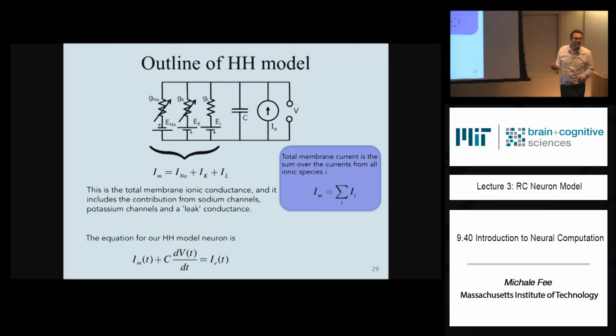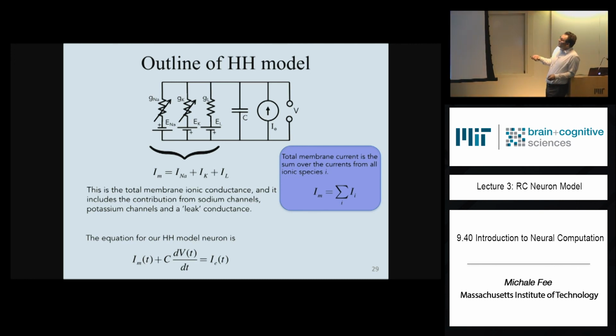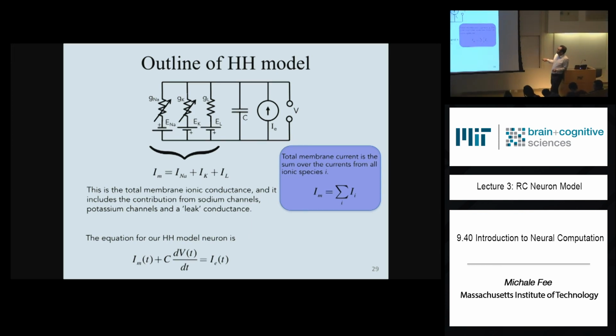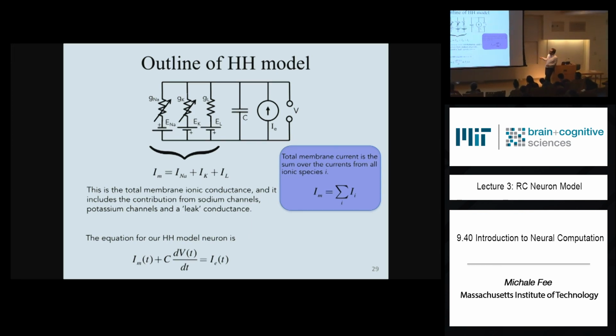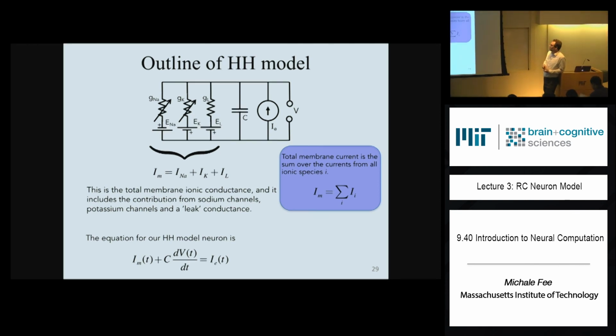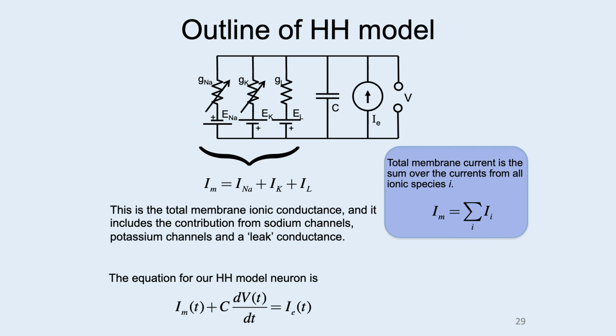Each one of those conductances has a current associated with it, currents flowing through ion channels. The total membrane current is just the sum of all of those currents. That's just definition. Total ionic membrane current is just the sum of contributions from sodium channels, potassium channels, and a leak. The equation for our Hodgkin-Huxley model, again using Kirchhoff's current law, the sum of all the currents into these nodes has to equal 0. So the membrane ionic current plus the capacitive current equals the injected electrode current.